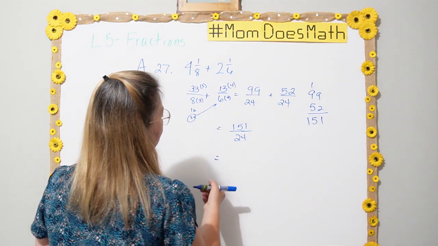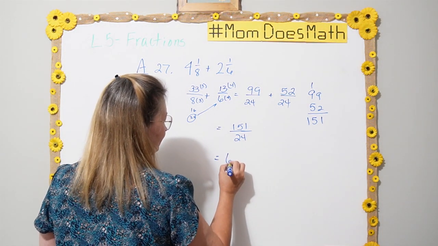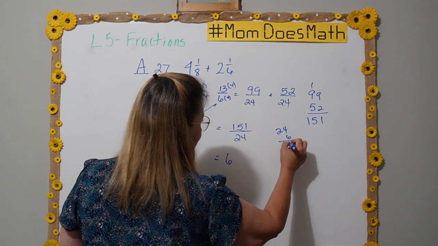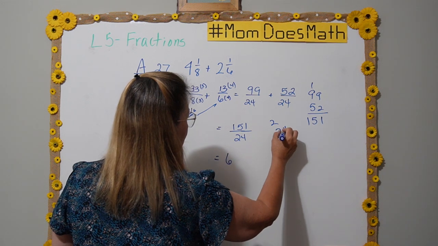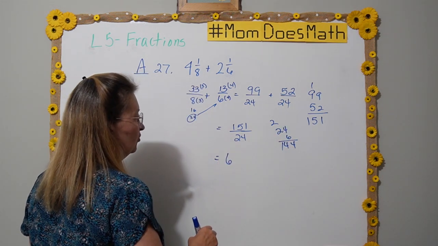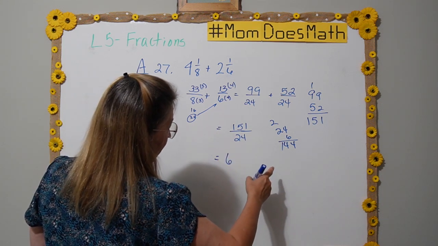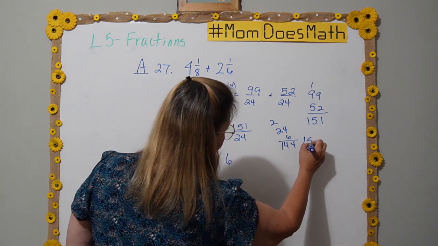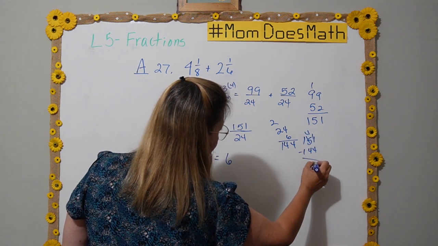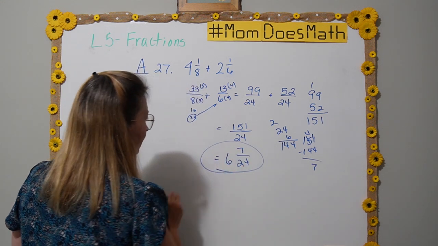So how many times will 24 go into 151? I'm thinking about 6. So how do you find it out? Well, multiply 24 times 6. 6 times 4 is 24. Carry your 2. 12, 13, 14. 144, that is less than 151, but it's not 24 less. So now 151 minus that 144 is going to be 7. So you have 7 24ths left over.